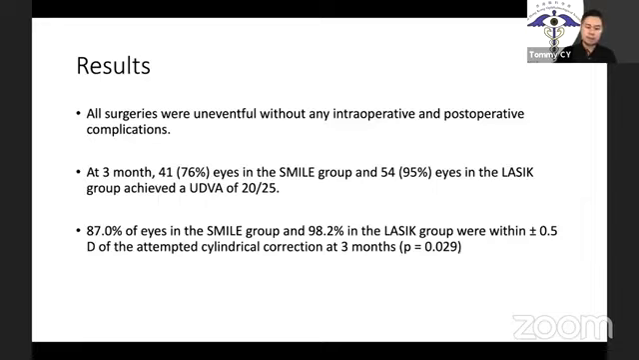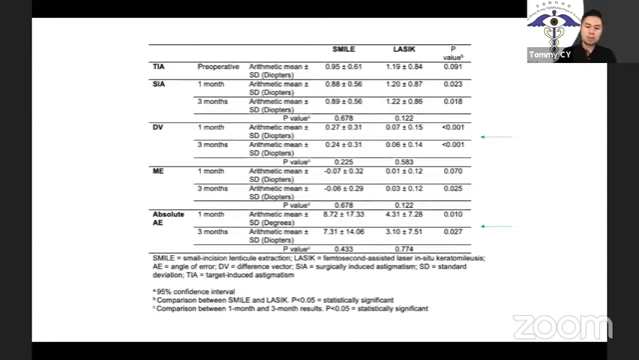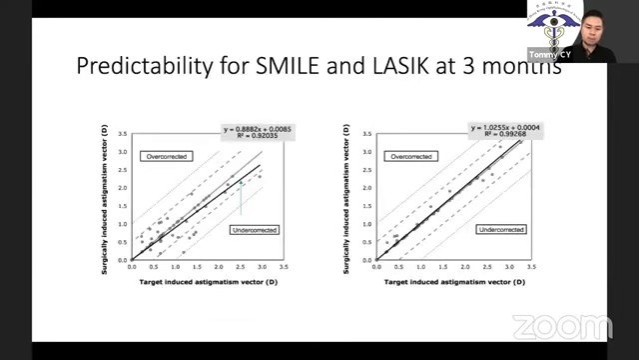In terms of astigmatic correction, 97% of the eyes after SMILE and 98% of the eyes after LASIK were within 0.5 diopters of the attempted cylindrical correction. You can see here the DV is significantly lower in the LASIK group, and the absolute angle of error is also lower in the LASIK group. On the left side there is undercorrection of astigmatism in SMILE, and on the right-hand side is the LASIK, which is quite accurate.